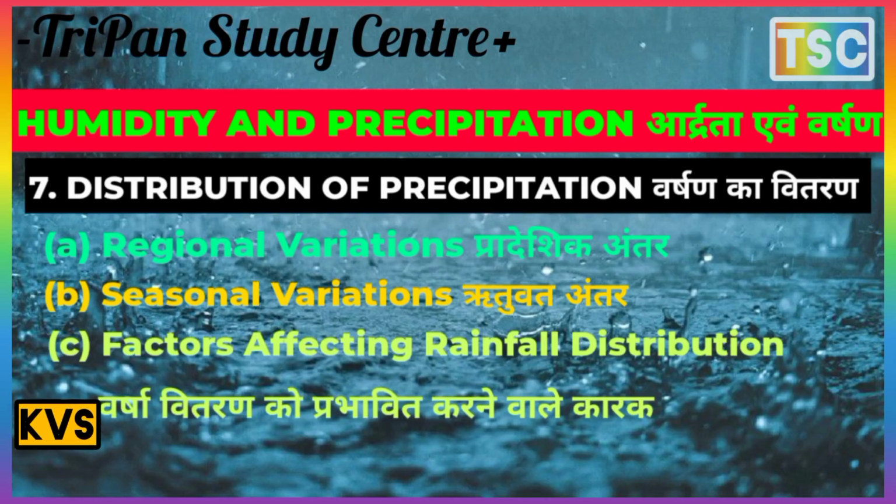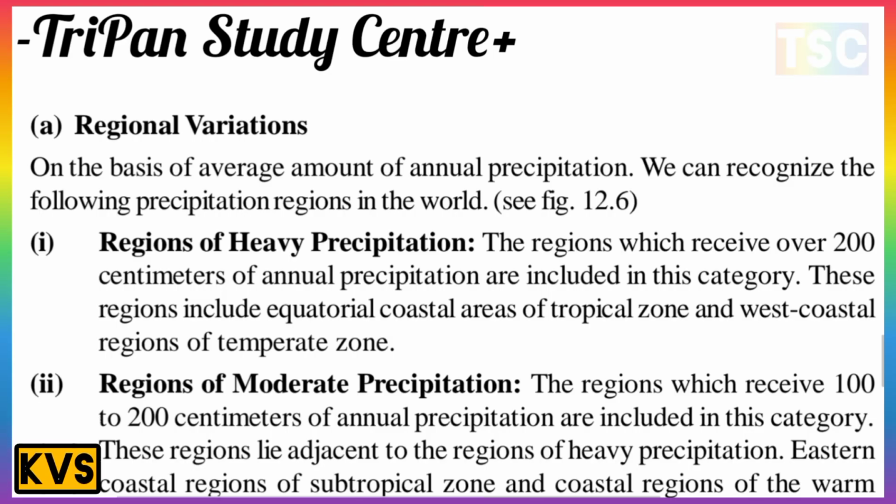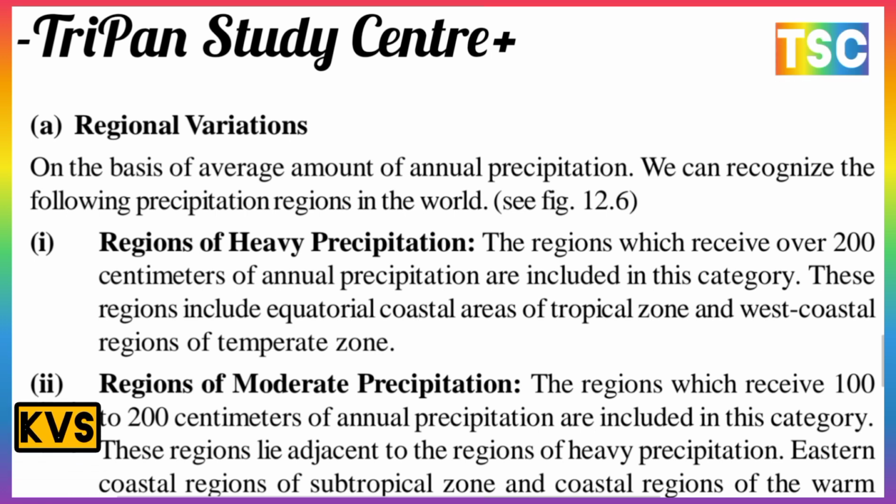On the basis of the average amount of the annual precipitation, we can recognize the following precipitation regions in the world. This is important here. The first point is the most important. Regions of heavy precipitation. The regions which receive over 200 cm of annual precipitation are included in this category. And these regions include the equatorial coastal areas of the tropical zone and the west coastal zone of the temperate zone. There is an important point here.